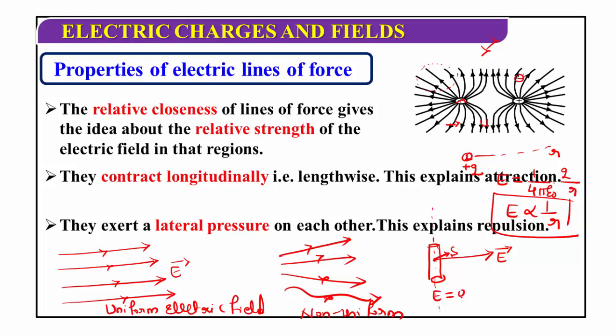Electric field inside the conductor is zero. Now I consider S as the surface of this conductor. The electric field lines are always perpendicular to the surface of a charged conductor. Suppose I consider the charged conductor like this; here also the electric field is perpendicular to the surface. Remember this point: the electric field lines are always perpendicular to the surface of a charged conductor because there is no component of electric field parallel to the surface of a charged conductor.